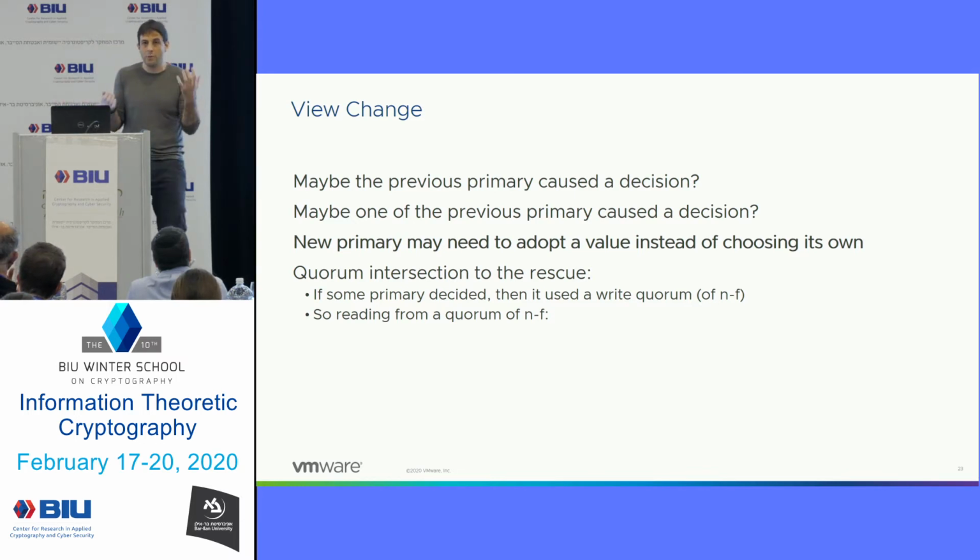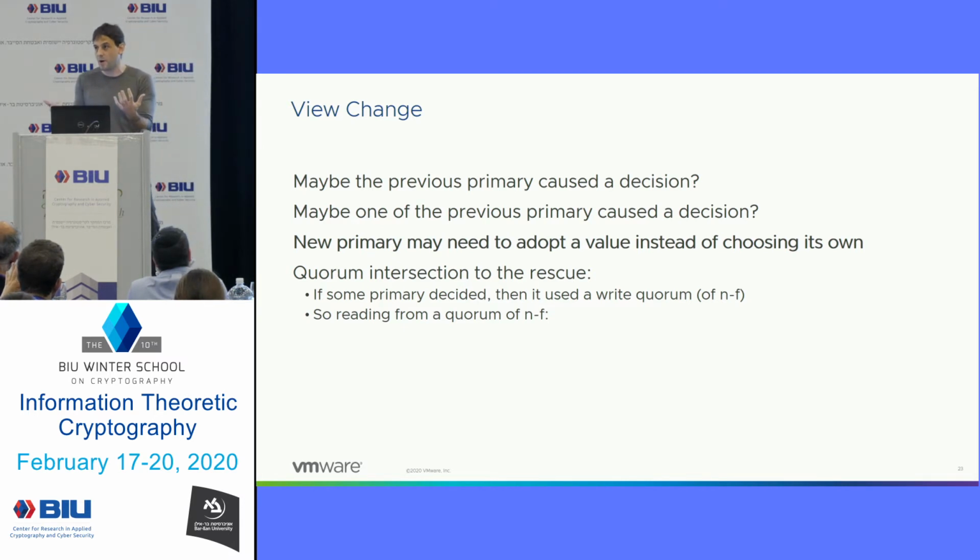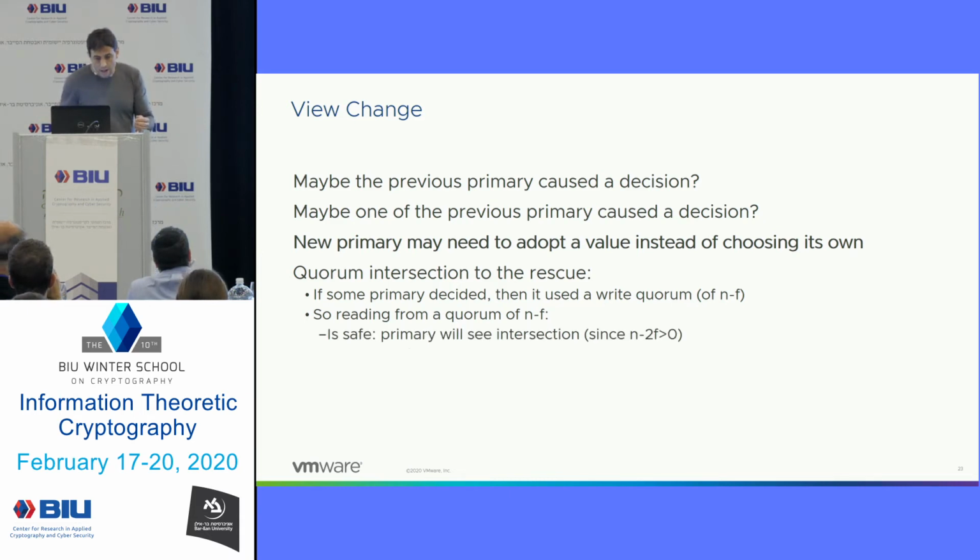And if the new primary reads from f plus 1, then this f plus 1 will intersect the f plus 1 of my acknowledgements by at least one member. And this one member will tell me about the acknowledgement. It won't tell me about the decision. It will tell me about the acknowledgement. And this is safe because of quorum intersection.